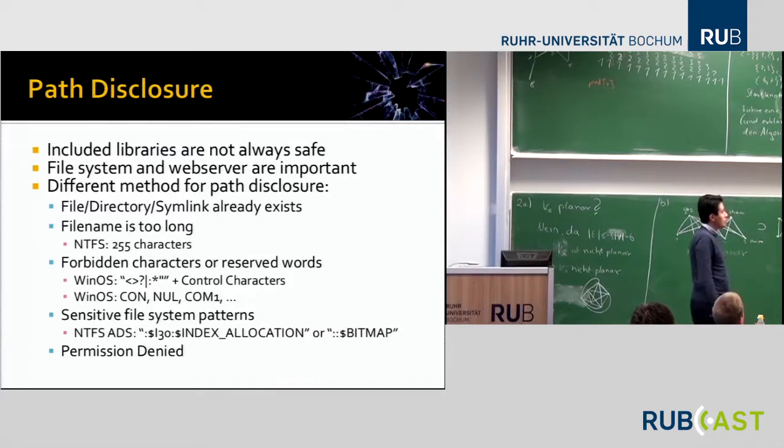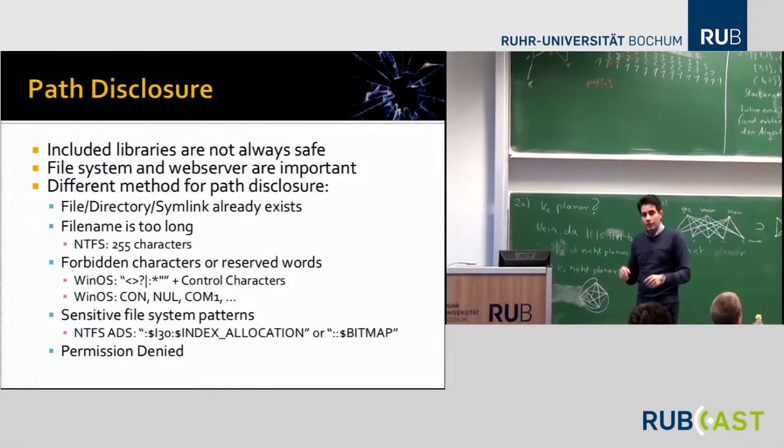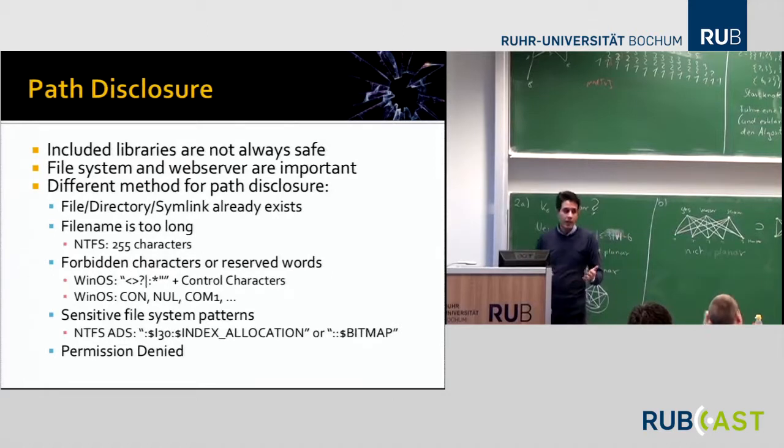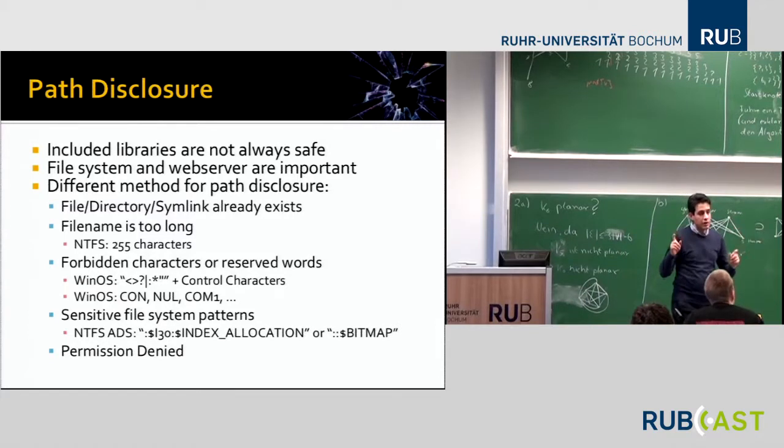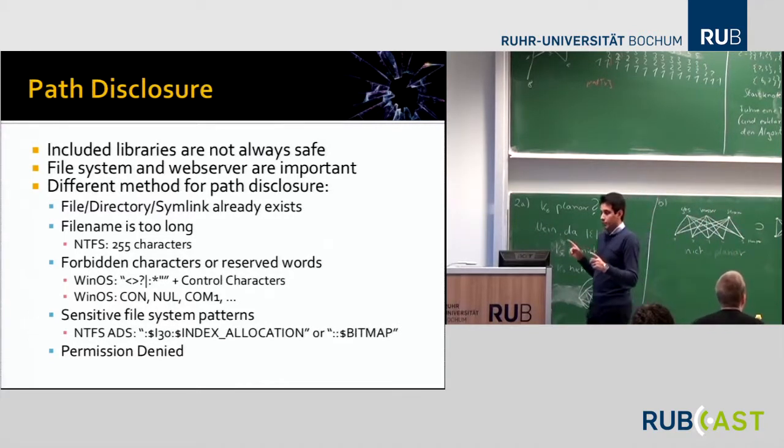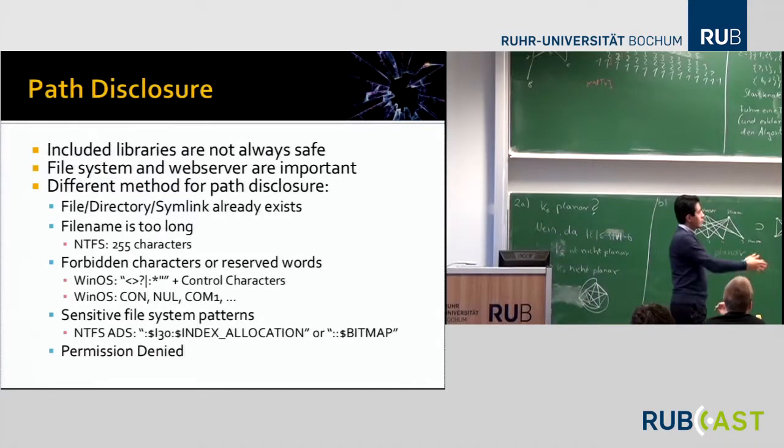Different method for doing path disclosure. If there is already a file on the server and you want to upload like a directory, or if you want to create a directory with the same name, it may give you something like access denied to this path because I already have it. It is already here, and I can't do it anymore. And this is not coming from your application. This is coming from the library that you have included in your application, for example.